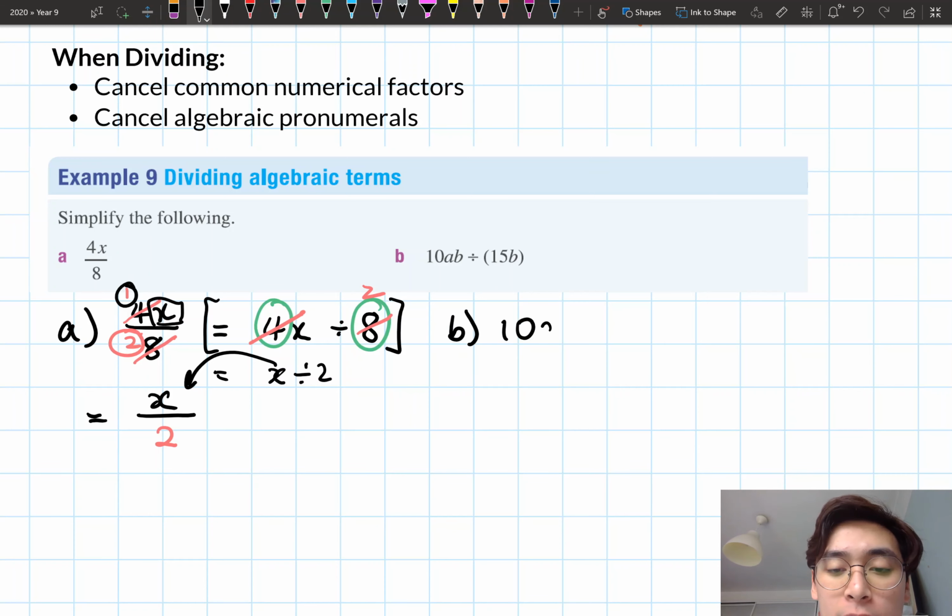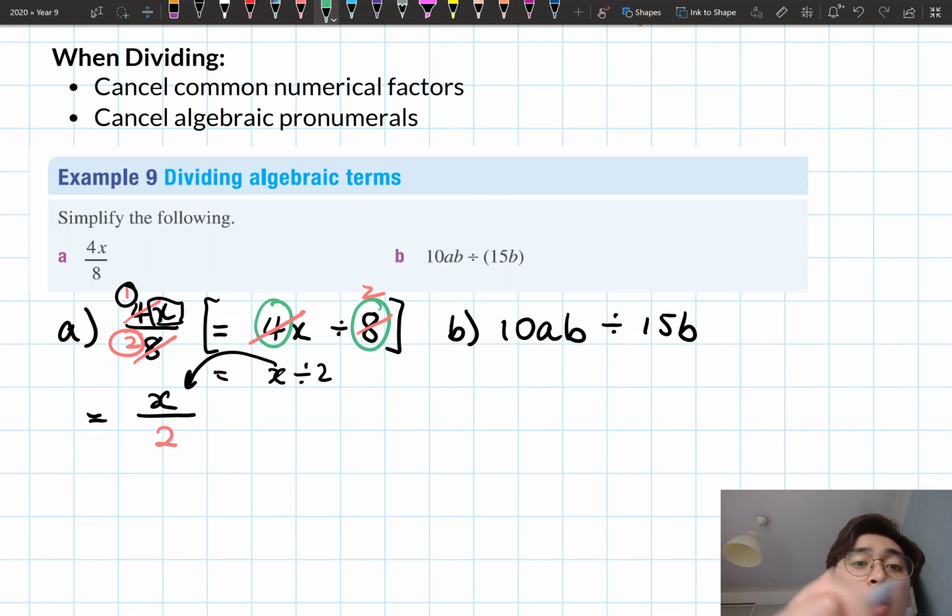Part B, 10ab divided by 15b. Same process as before. We're going to look at the numerical numbers, so the coefficients first. Then we're going to look at the pronumerals next. So let's look at the numbers first. So I've got a 10 and a 15. Is there a number that goes into both 10 and 15? Oh, I've given it away. As I've said, 5 goes into both 10 and 15.